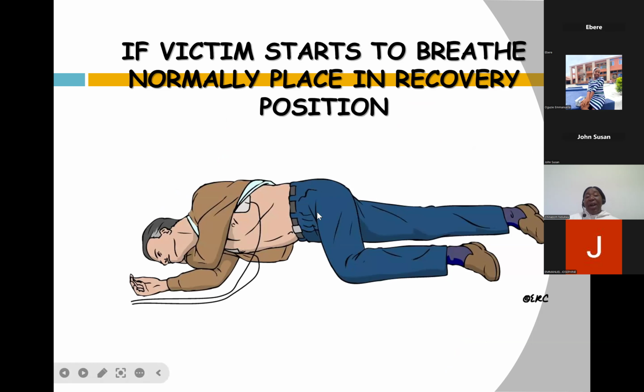So when you have finished doing the CPR, fortunately for you and for the victim, he has started breathing normally and the heart rate has also returned. The next thing you have to do for this person is to put the person in recovery position.